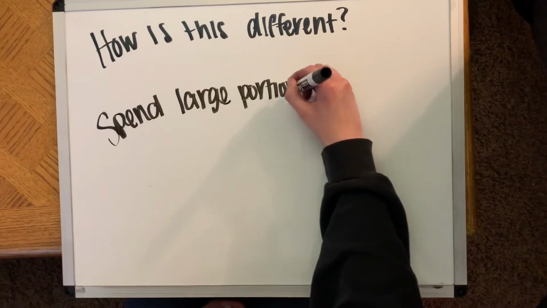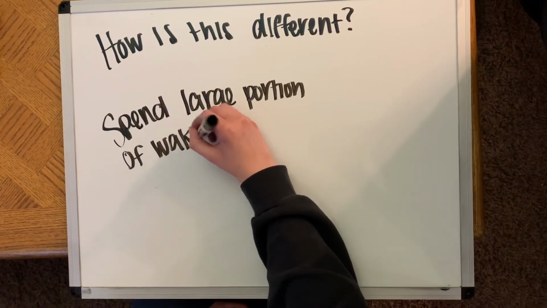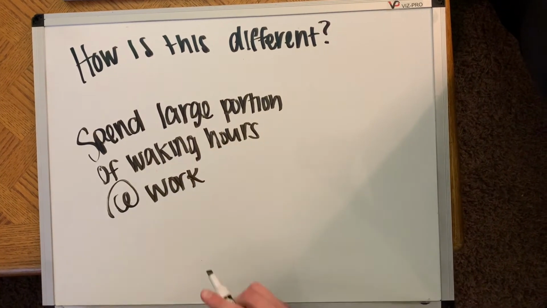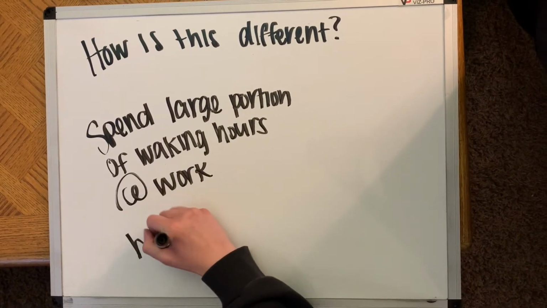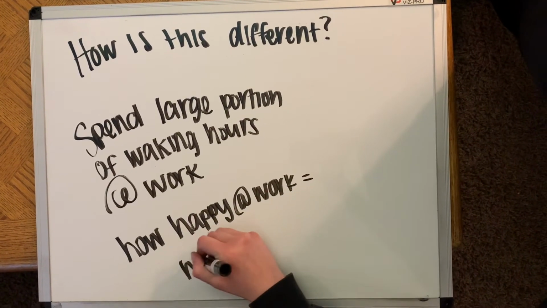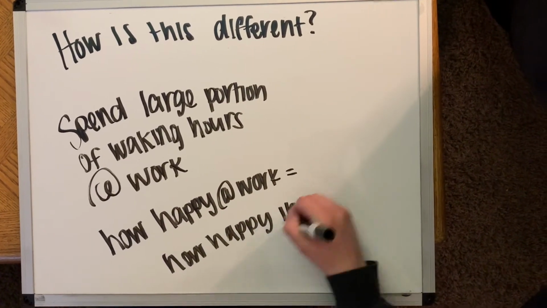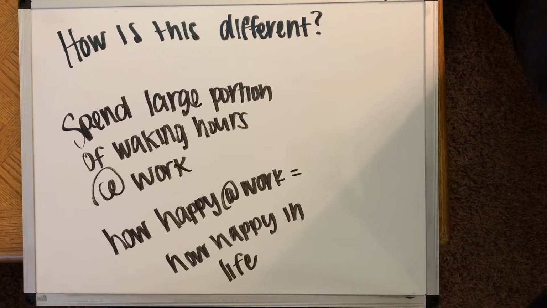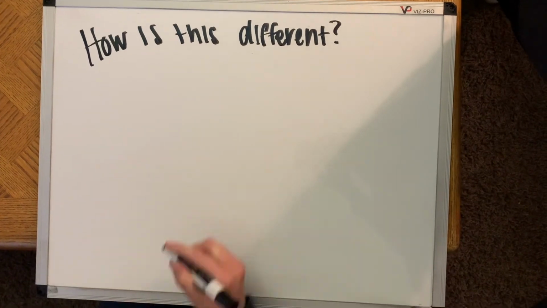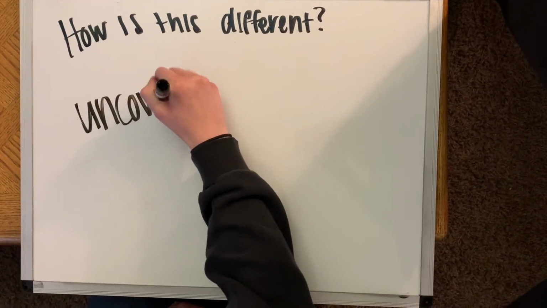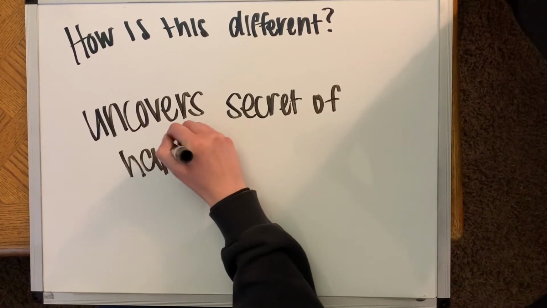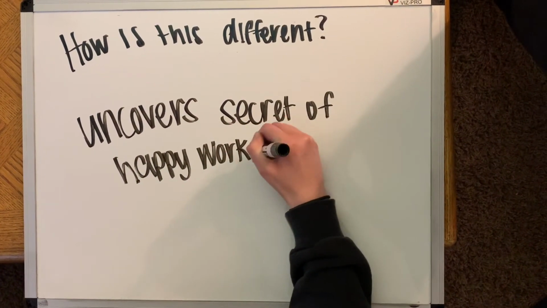We spend a large portion of our waking hours at work. How happy we are with our jobs and our career is a primary predictor of how happy and content we are with our lives in general. IO-Psych has much to offer to individuals and organizations interested in increasing employee productivity, retention, effectiveness, while at the same time ensuring that employees are happy and healthy. It also uncovers the secret of a happy workplace, which is where we're going to end.